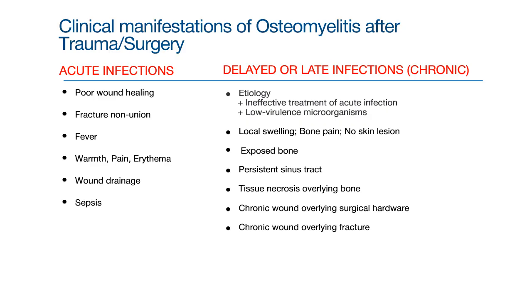Delayed or late infections, or chronic infections, are secondary to ineffective treatment of acute infection or an infection caused by a low virulence microorganism. These infections may present with local swelling, bone pain without skin lesions, or with persistent sinus tract or exposed bone. Sometimes there is tissue necrosis overlying bone or a chronic wound overlying the fracture or surgical hardware, or exposed hardware.